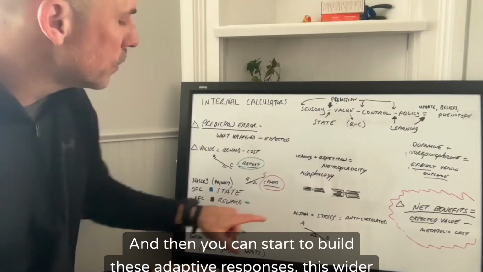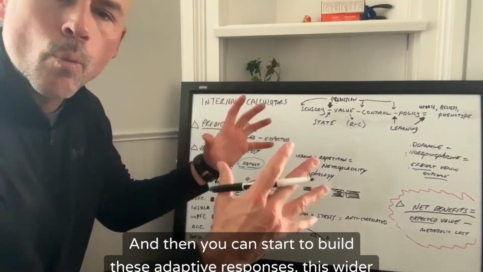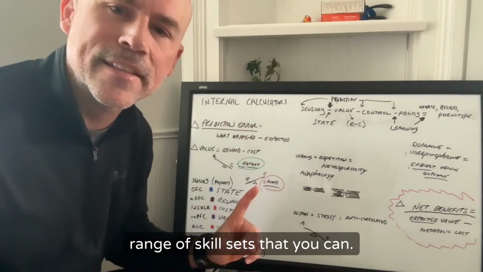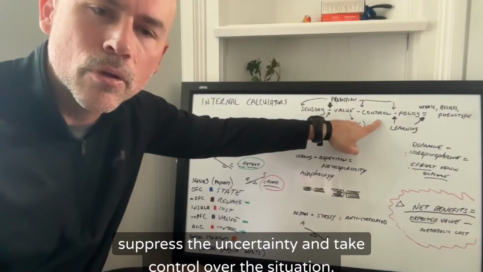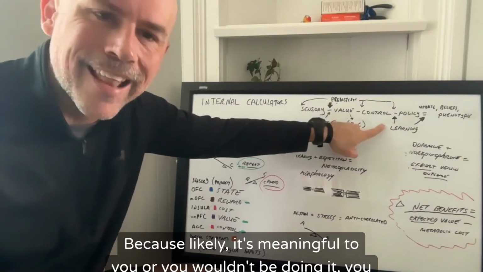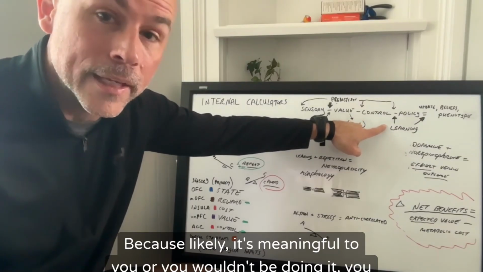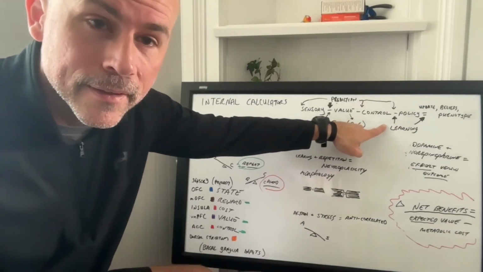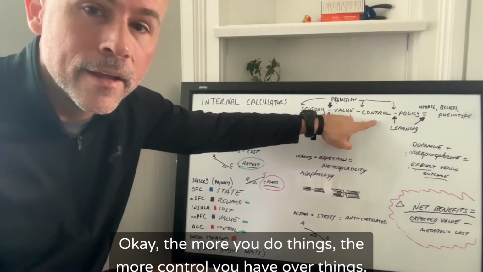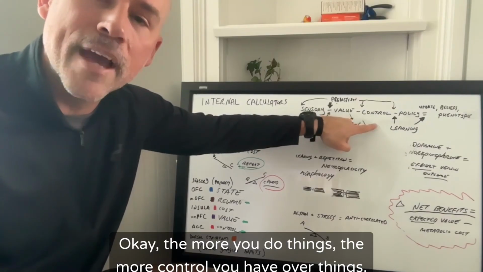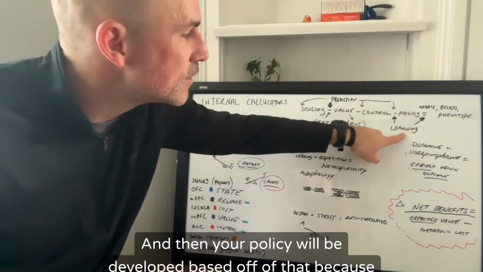And then you can start to build these adaptive responses. This wider range of skill sets that you can suppress the uncertainty and take control over the situation. Because likely it's meaningful to you, or you wouldn't be doing it, you wouldn't be thinking about it. Where do you spend your spotlight of attention? Okay. The more you do things, the more control you have over things. And then your policy will be developed based off of that because you're learning.